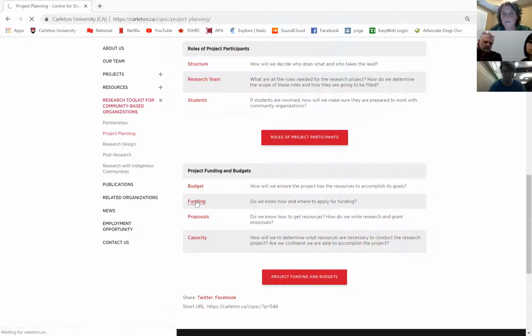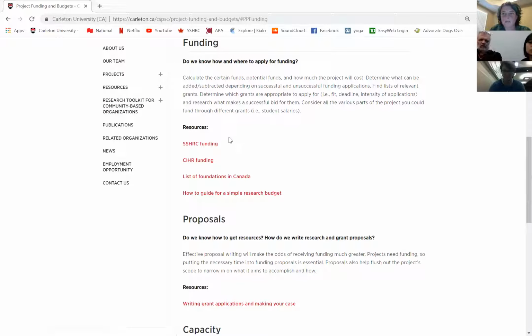And we have a few resources in here. So there's a list of different foundations that provide funding. And also we talk about SSHRC and CIHR funding, which are more, I guess, I don't know if they're just universities, but I know they're connected to the academic funding, but also just a list of foundations as well. So something to go in and look at as well.